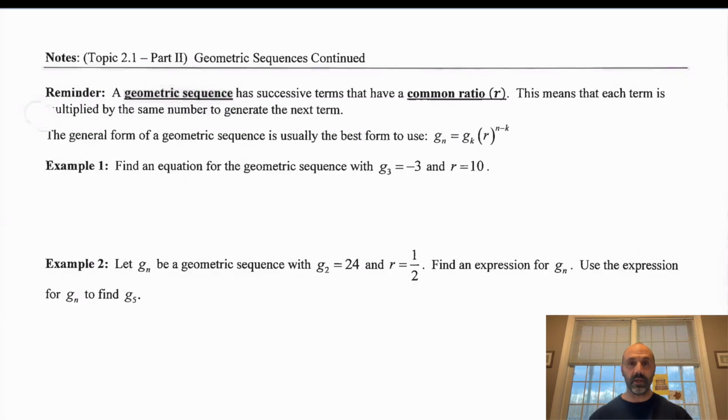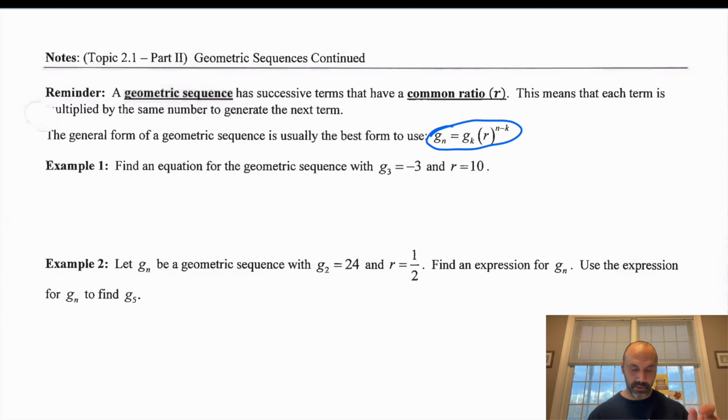Geometric sequence, the way the geometric sequence works is that there's a common ratio, right? So we're multiplying by the same ratio every time. And so there's the general formula, which we saw. G of k, where G of k is the kth output that we have. And then n minus k, n is the nth term, k is the kth term, whatever it might be.